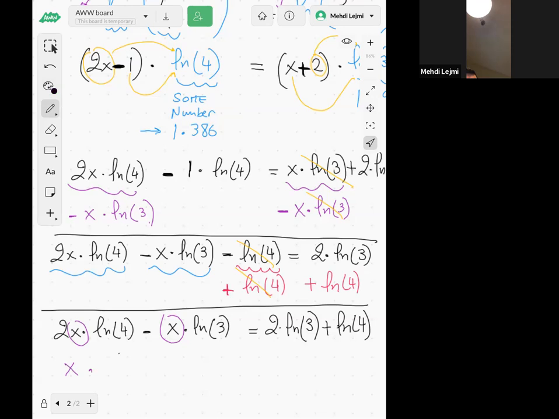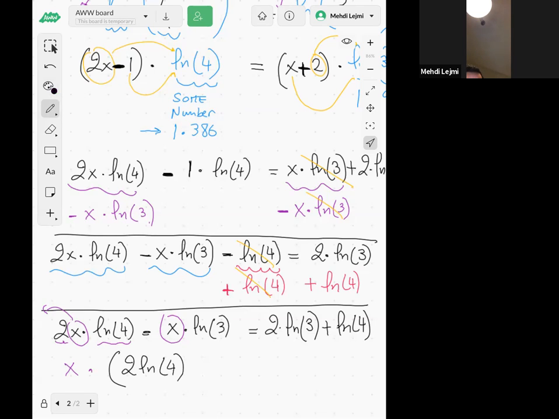So that would be x times. If you pull out x here, then you are left with 2 times this natural log of 4, right? So between parentheses, I'm going to have 2 natural log of 4.